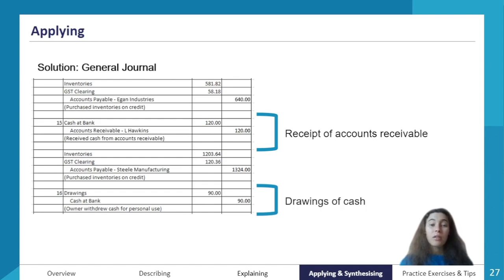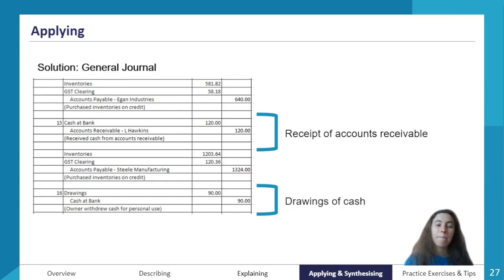Receipt of accounts receivable. So when someone is paying off their account, their credit account with us, that just involves the two accounts, cash at bank going up and accounts receivable going down. And this is the correct way to do drawings. All you've got is your drawings account and your cash at bank account, drawings of cash in this case.